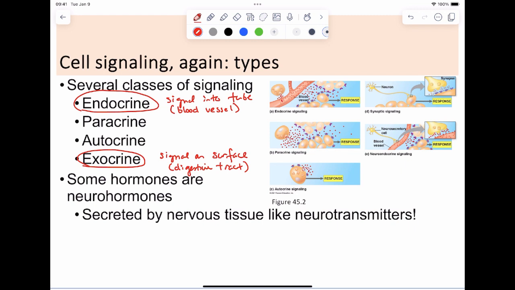My digestive tract is a circle. Correct. So how is that different than endocrine? We have to remember back to how animals are built.